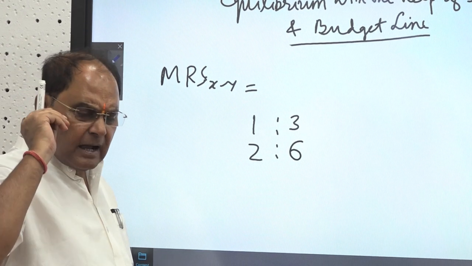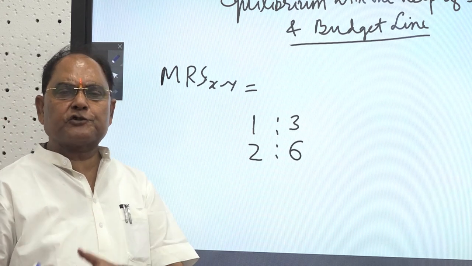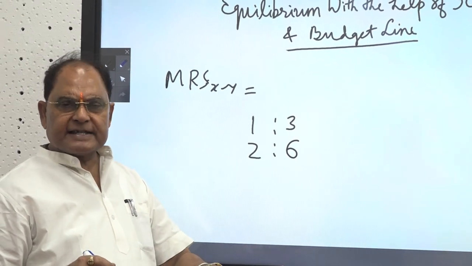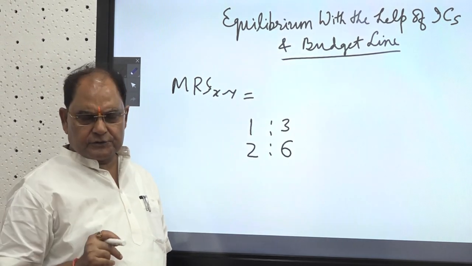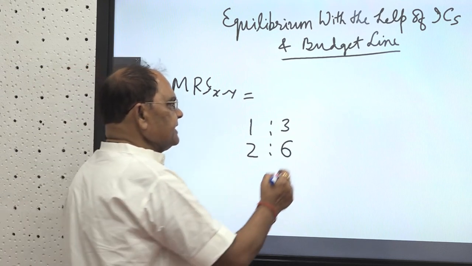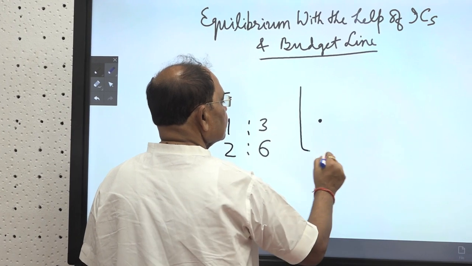And the highest complementarity can be found in the case of the left shoe and the right shoe. If you have 2 left shoes, then the same number of right shoes has to be there. It cannot be more, it cannot be less. In this case, the other combinations become useless.